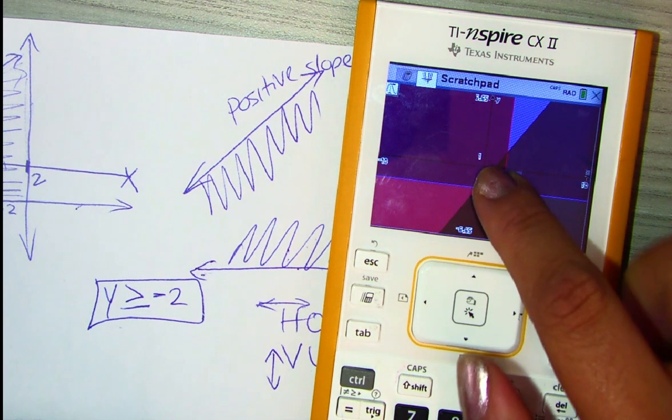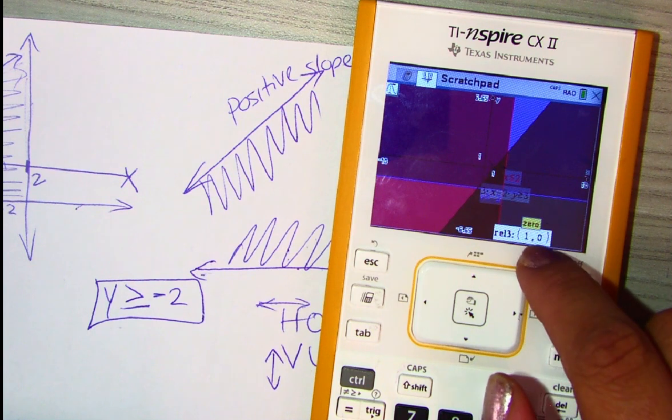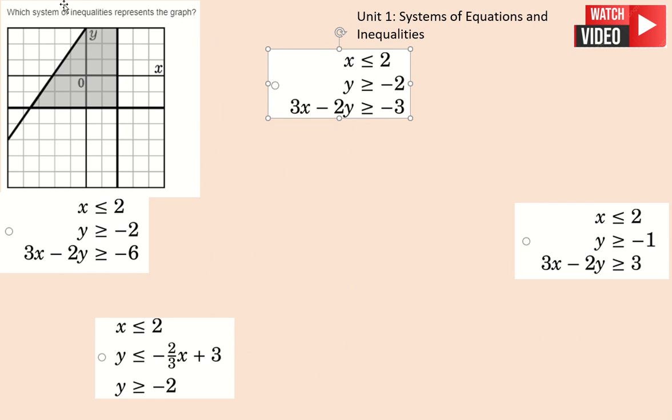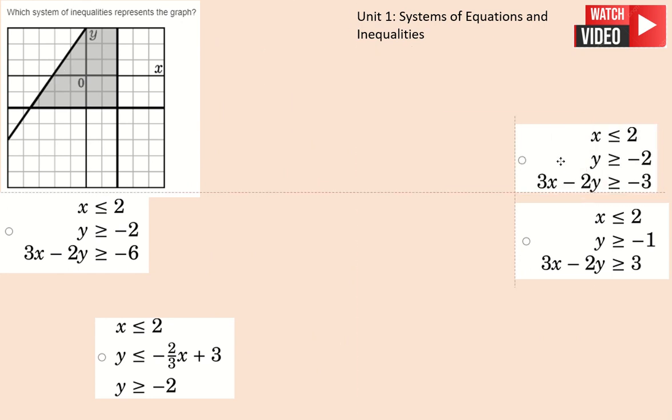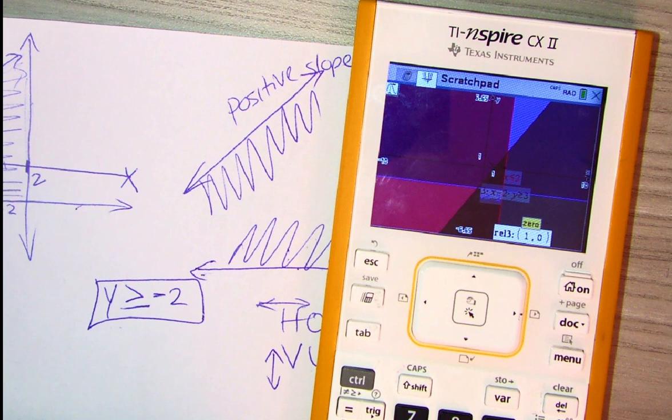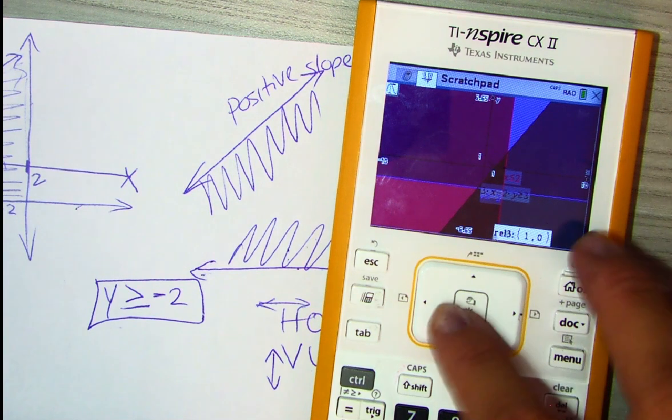So when it's touching the x, it tells me it's 0 and it's at 1. So definitely that's not what we want, because what we want is touching somewhere over here at -2. So this is not it. This one's very similar to that one, 3x minus 2y, but that one has a -6 on the side. So let's go ahead and edit this diagonal graph.